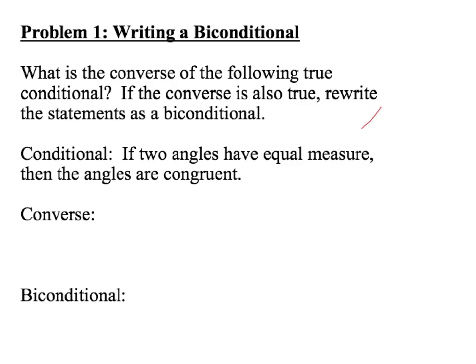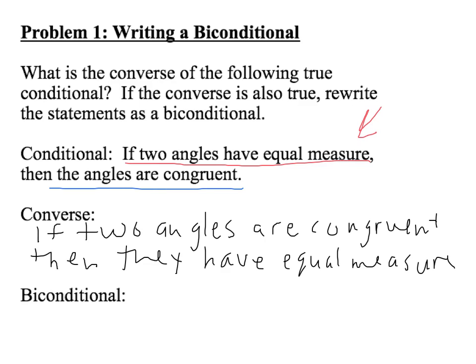So here's my conditional statement, and I want to find my P and Q because I want to first write it as a converse. So my P would be "if two angles have equal measure." My Q would be "then the angles are congruent." That's a true statement. So I'm going to write the converse, which is "if two angles are congruent, then they have equal measure." That is also true, since both the conditional and the converse are true, then I can write it as a biconditional statement.